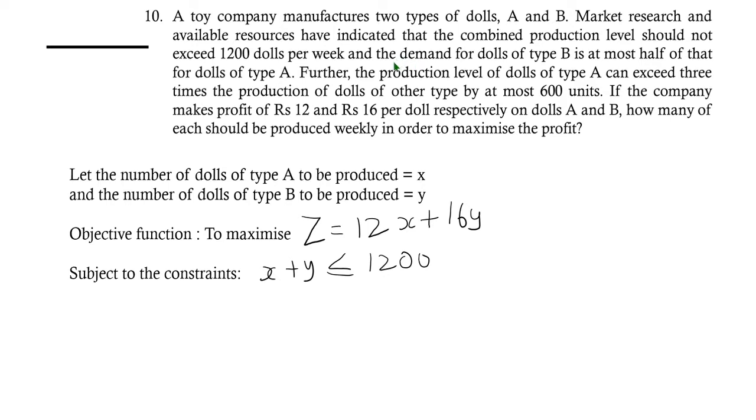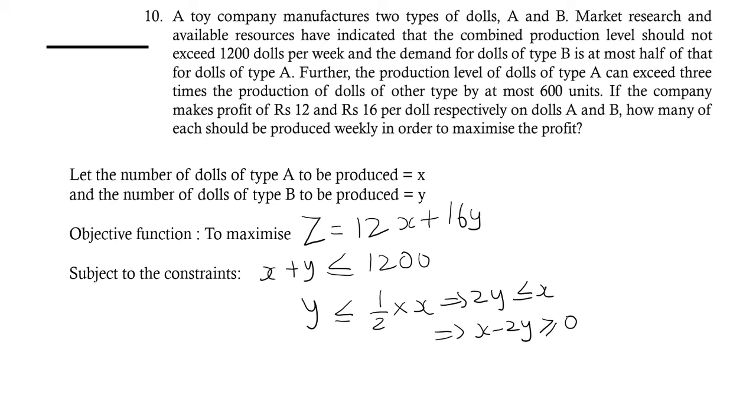The second constraint is the demand for dolls of type B is at most half of that for dolls of type A. That is, the demand for dolls of type B, y, is at most half of that for dolls of type A, half of x. y less than or equal to half x. Or we can write this as 2y less than or equal to x, or x minus 2y greater than or equal to 0.